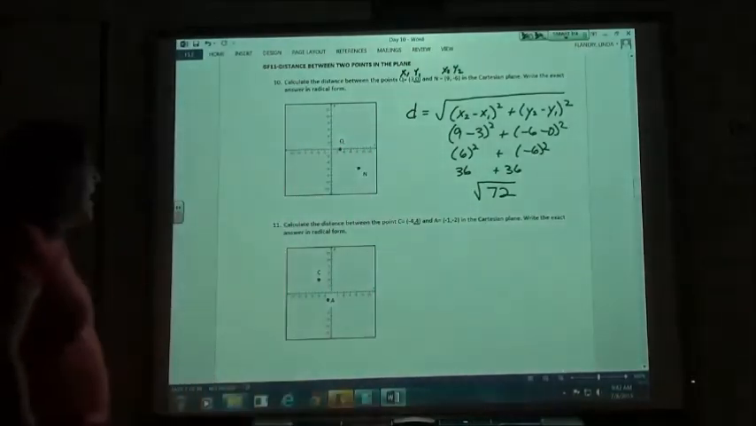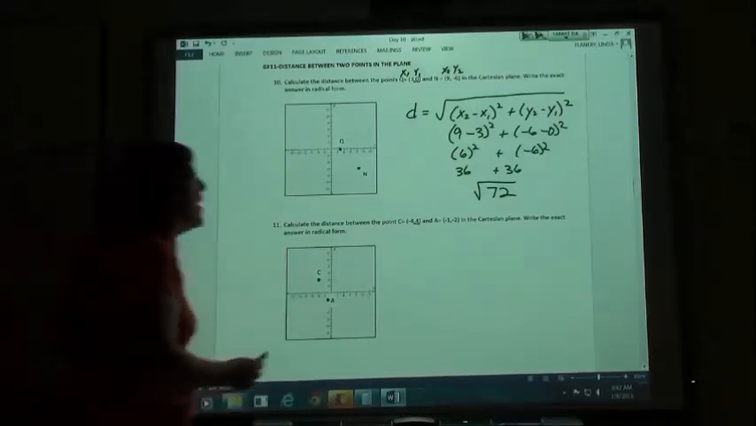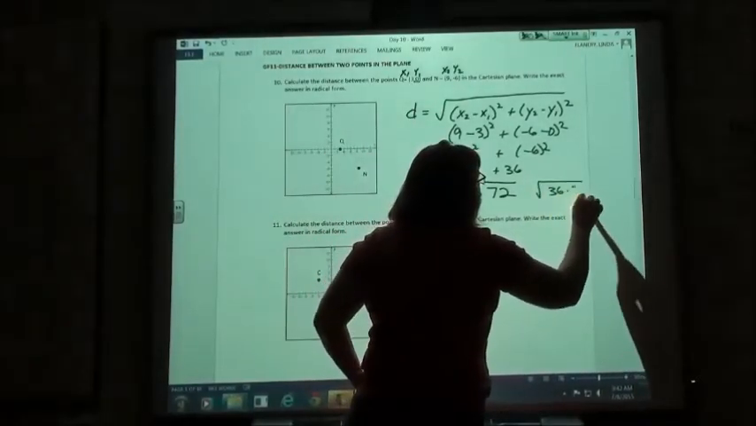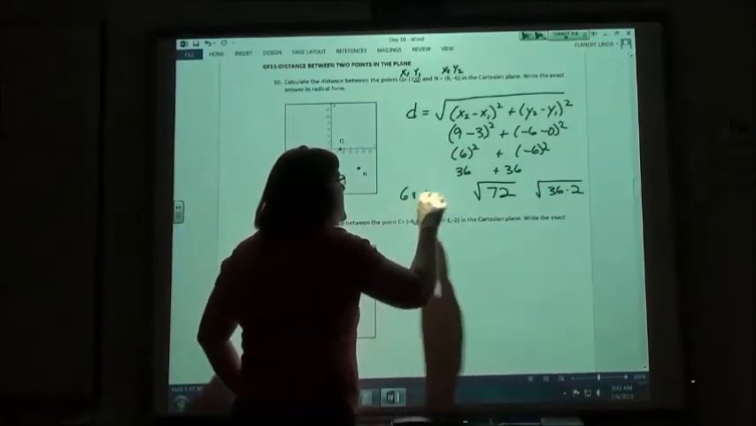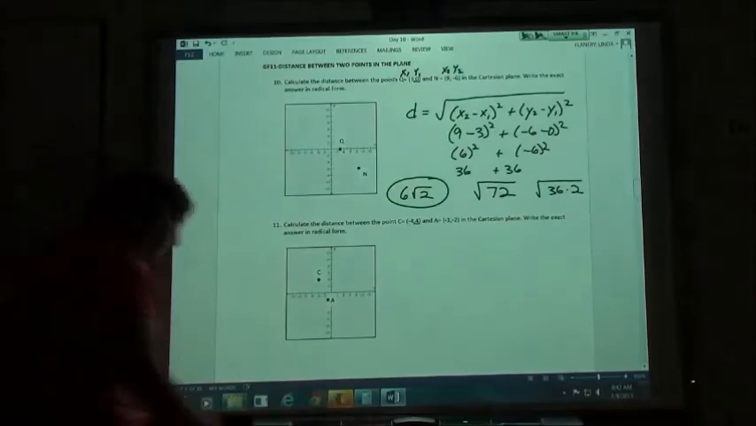It says write the exact answer in radical form. Technically that is the exact answer. It doesn't tell me that I have to simplify it, but I could simplify this one because we know that 72 is 36 times 2. The square root of 36 is 6. So 6 square root of 2 would be your answer in best form.